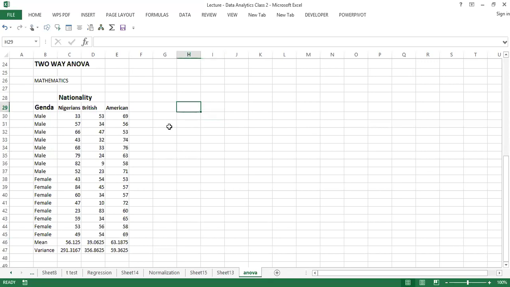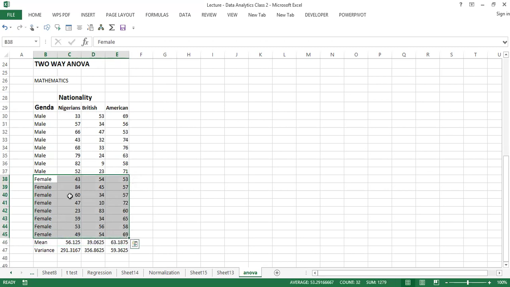So this is a two-way ANOVA. What are the two factors we are talking about? Nationality and gender, isn't it? Yes, sir. These are the male students, the nationalities and scores of the male students. These are the female students.